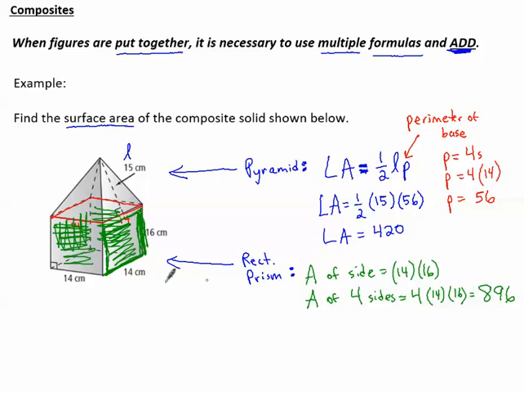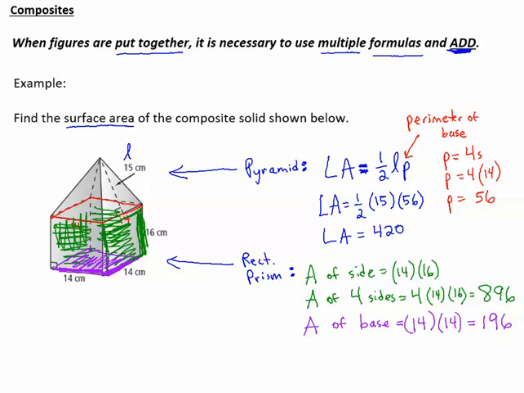Did we leave out any surfaces? We did. We haven't yet computed the area of the base. This base right here of the rectangular prism. Notice that that base has a length of 14 and a width of 14. So for the area of that one base, we're going to do 14 times 14, or 14 squared, because it is a square. That makes 196.